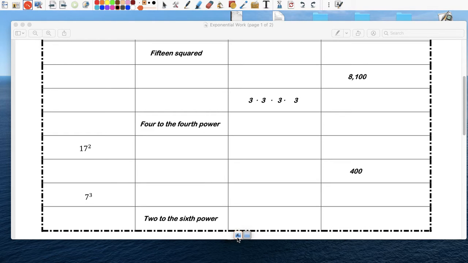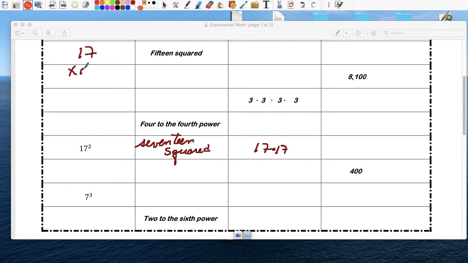Okay, so now we have a couple more. We have 17. Sorry, let me write again. 17 to the 2nd power, or to make it easier, 17 squared, right? And it's 17 times 17, and actually we'll do this for you.